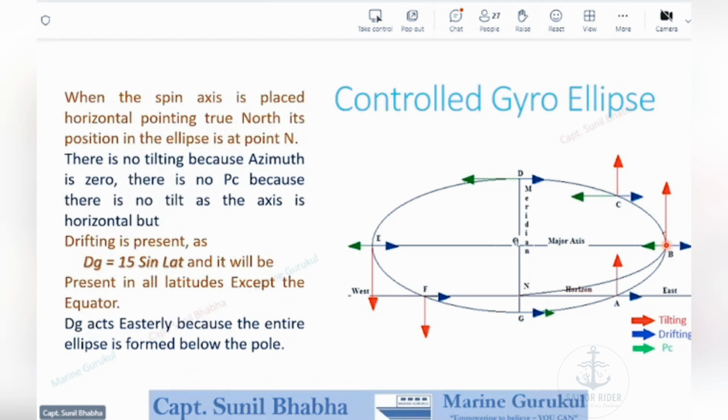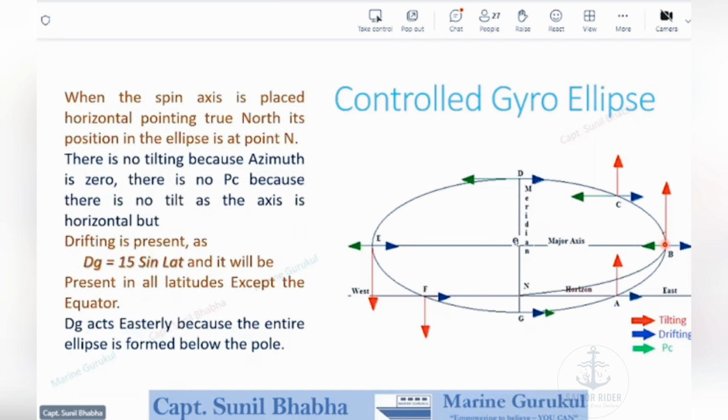Now since control precession and drifting are equal and opposite, the spin axis will not have any easterly or westerly motion. They will both cancel out each other. At point Bravo, the tilting is maximum. It is the strongest and it is upward tilting. So from point B now, the spin axis moves upwards. It neither goes to east nor goes to west.